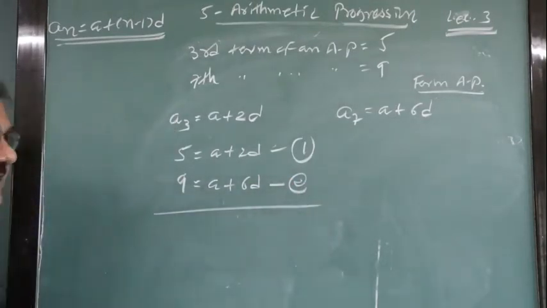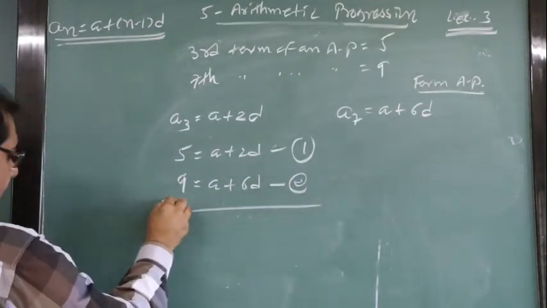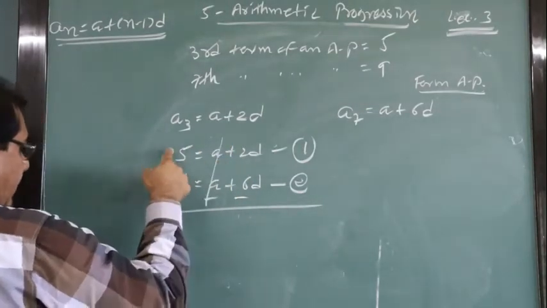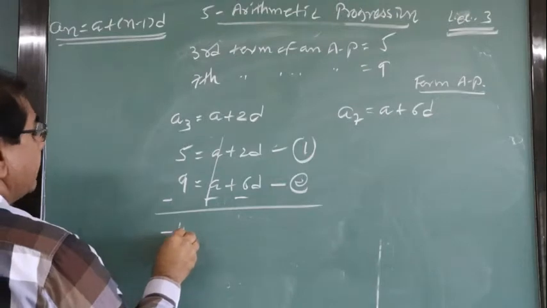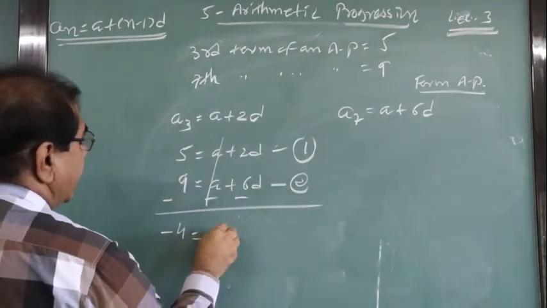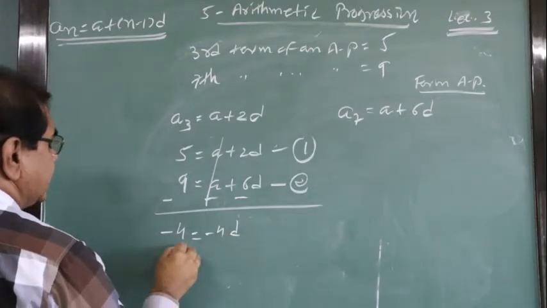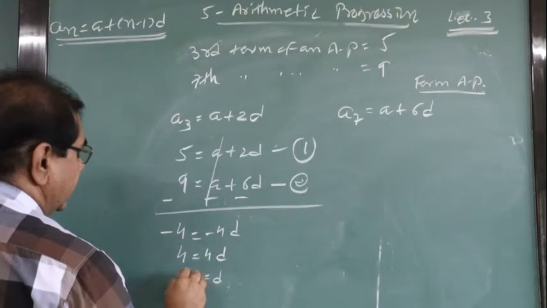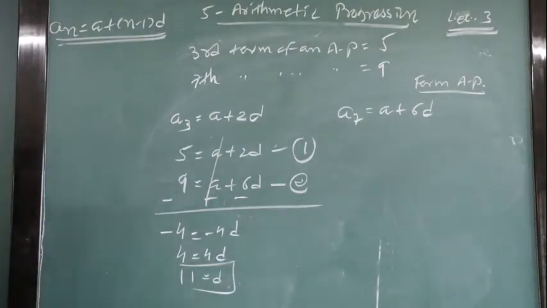I take the difference of these two statements. So minus, minus, minus, plus. A minus A gone. 5 minus 9 is minus 4, equal to 2D minus 6D, which is minus 4D. Minus sign gone. 4 is equal to 4D. So D is equal to 1. So the common difference is 1.